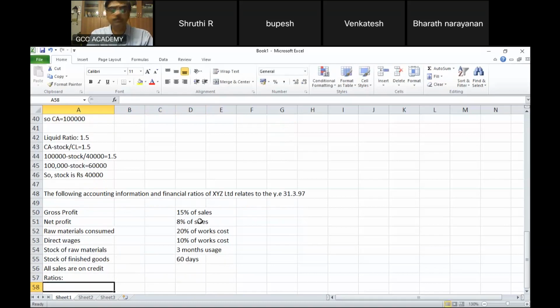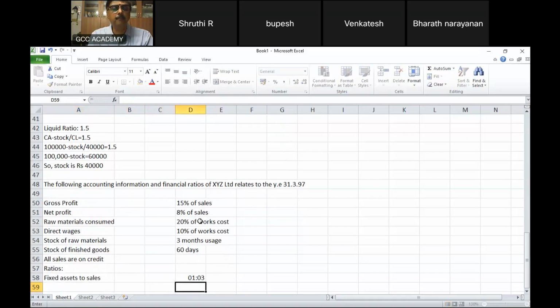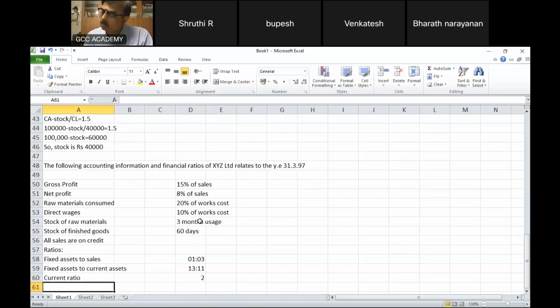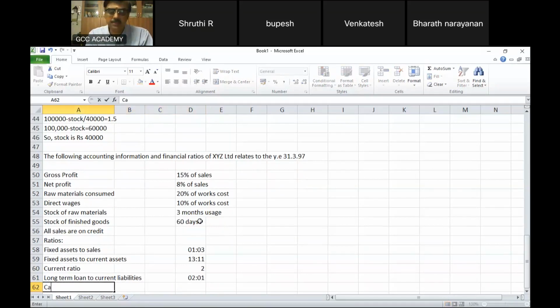Then the ratios they have given. Fixed assets to sales is 1:3. Fixed assets to current assets is 13:11. Current ratio is 2. Long-term loan to current liabilities is 1:1. Capital to reserves and surplus is 1:4.